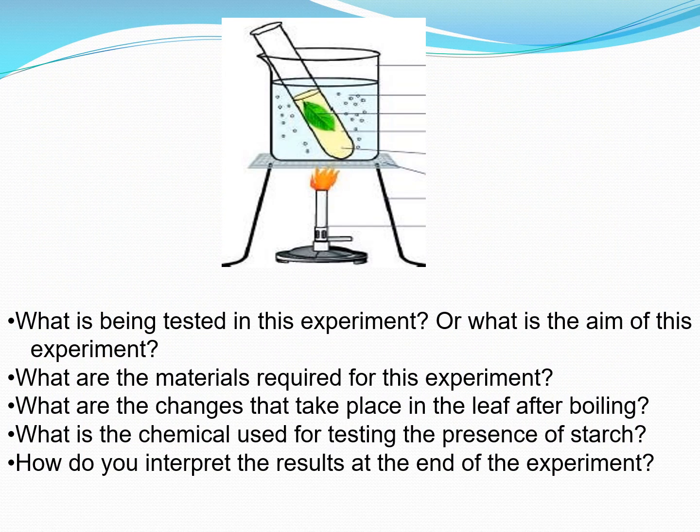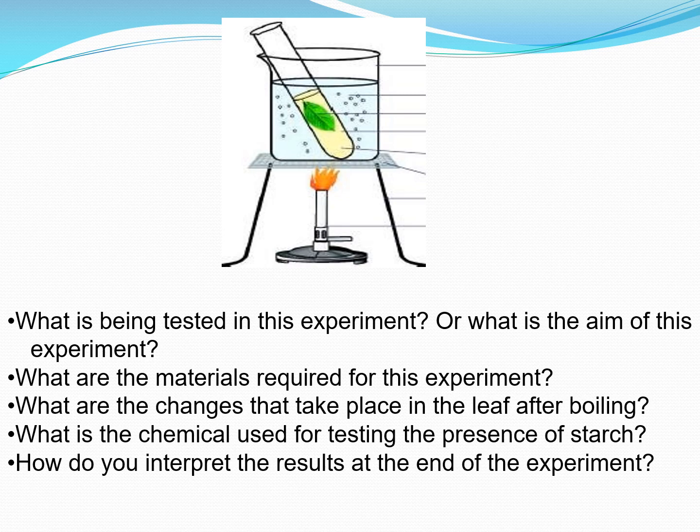First question, what is being tested in this experiment, or what is the aim of this experiment? To test the presence of starch in the leaves, or to show that starch is synthesized during photosynthesis. Second question, what are the materials required for this experiment? Beaker, test tube, burner, tripod stand, asbestos gauge, methylated spirit, leaf, iodine solution, petri dish.